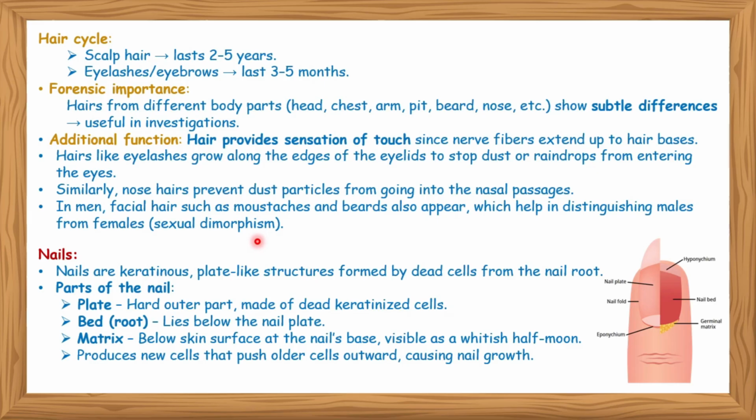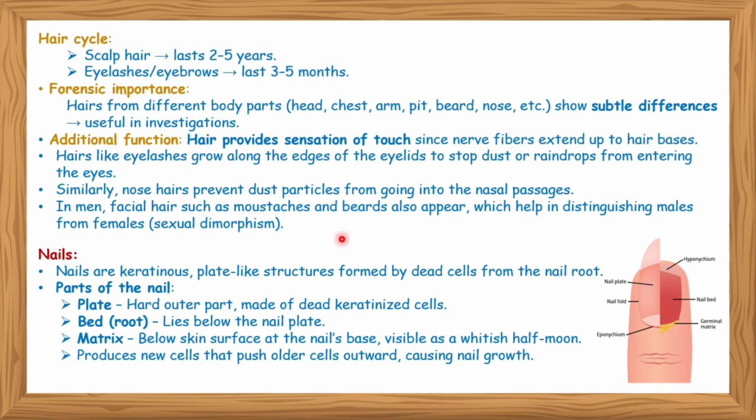Forensic importance. Hairs come from different body parts like head, chest, arm, feet, beard, nose, etc. They have subtle differences, and they are useful in investigation. Additional functions. Hair provides sensation of touch since nerve fibers extend up to hair bases. Hair like eyelashes grows along the edges of the eyelids to stop dust or raindrops from entering the eyes. Similarly, nose hair prevents dust particles from going into the nasal passage. In men, facial hair such as mustache and beard also appears, which helps in distinguishing males from females, that is sexual dimorphism.